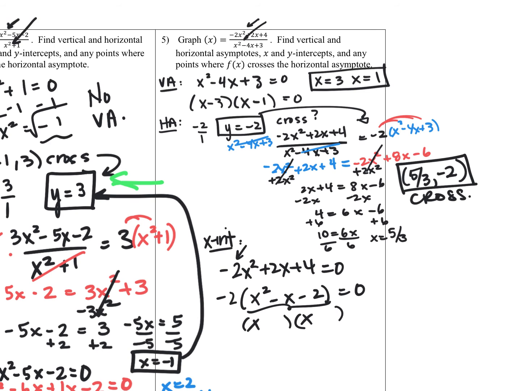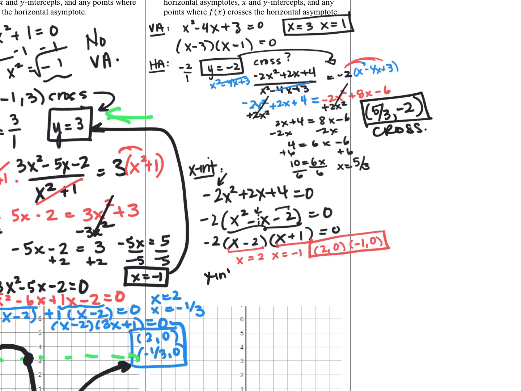I have x and x. And then numbers that multiply to negative 2 and add to negative, that's really a 1. That'll be negative 2 plus 1 equals 0. We still have that negative 2. So that's factored completely, but really the only zeros that we have come from these two factors. So we're going to get x equals 2 and x equals negative 1. Those are the points 2, 0 and negative 1, 0 as our x-intercepts.